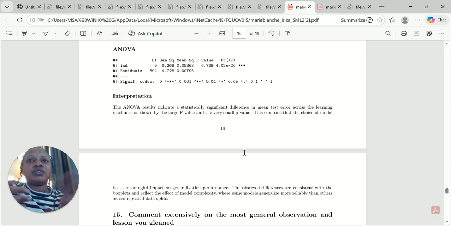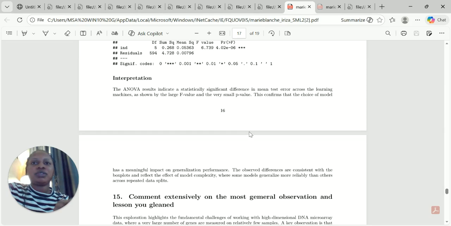And the ANOVA results indicate a statistically significant difference in mean test error across the learning machines, as shown from the large F-value and very small p-value. This confirms that the choice of the model has a meaningful impact on the generalization performance.